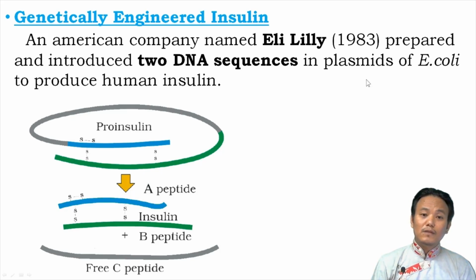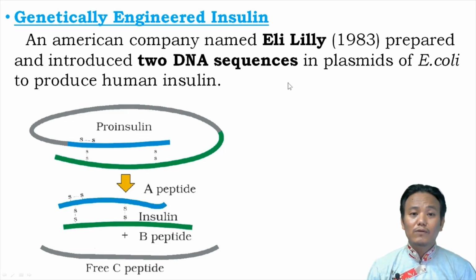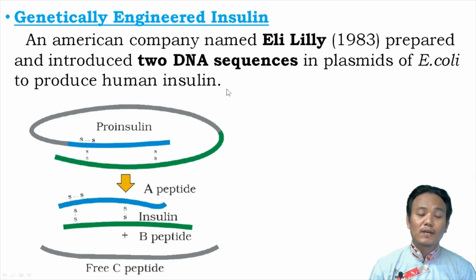And now you may ask, why 2 DNA sequences? Why not just 1 DNA sequence and start producing human insulin? That is because in a normal human being, the pancreatic cells first produce insulin in the form of proinsulin. It is not a functional protein yet, right? That protein has to undergo some modification to become a mature functional human insulin, right? Inside the proinsulin, you can see 3 peptide chains: the blue one, the gray one, and the green one. The blue one is the A peptide chain, the gray one is the C peptide chain, and the green one is the B peptide chain.